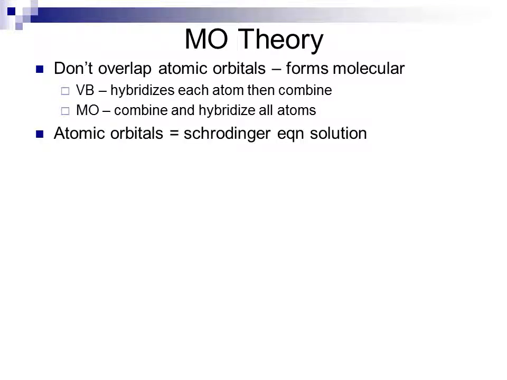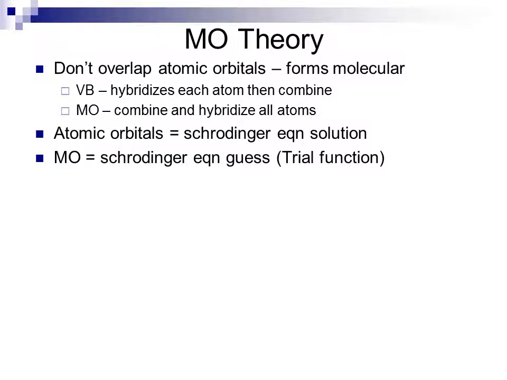While atomic orbitals are solutions to the Schrödinger equation, molecular orbitals are essentially guesses, or what we call trial functions, to the Schrödinger equation. The molecular orbital solutions will be checked by measuring the energy. So it's essentially the same idea as if you took an algebraic equation and instead of solving it using algebra, you just plugged in random numbers until you found something that worked.